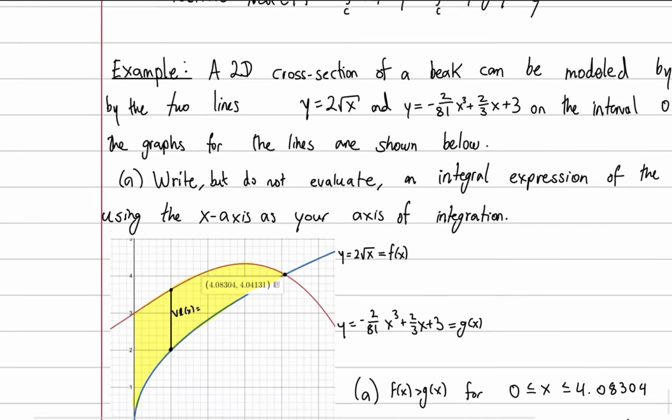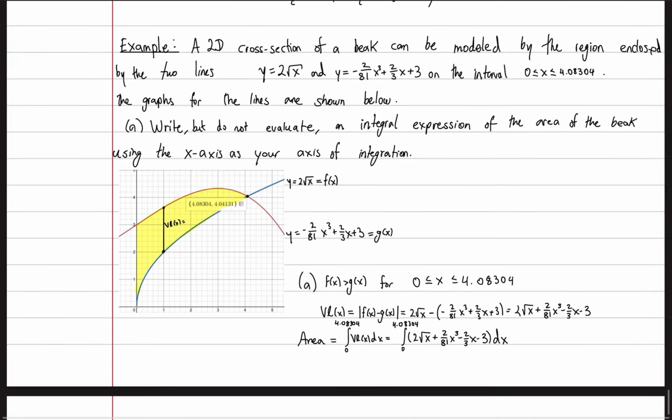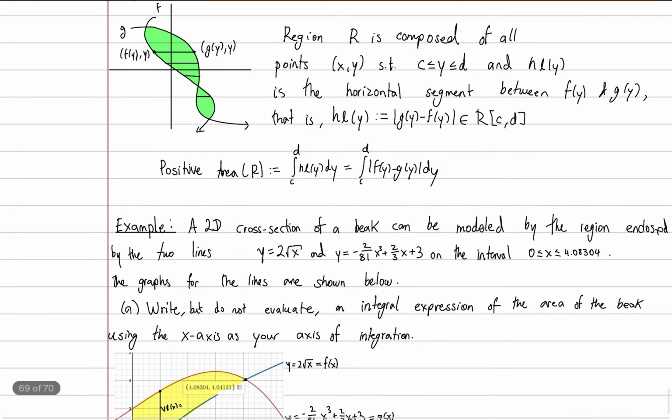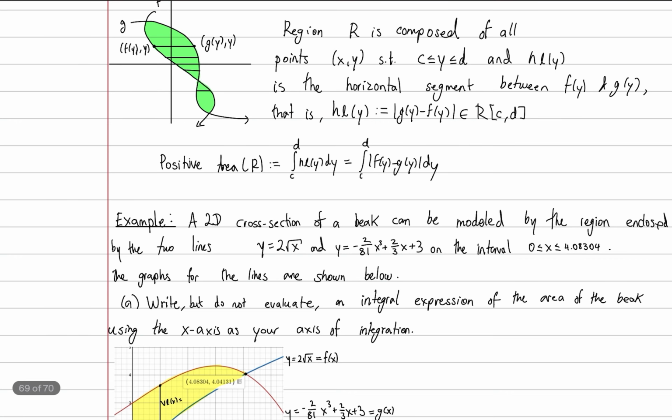So right here, I have the graph. Take a look at it. I'm not going to scroll down because there I have the answer. This is kind of what the beak looks like. It's the yellow region. Hopefully it kind of looks like a 2D cross-section of a beak. And I showed you the point of intersection. Part A asks, write, but do not evaluate an integral expression of the area of the beak using the x-axis as your axis of integration.